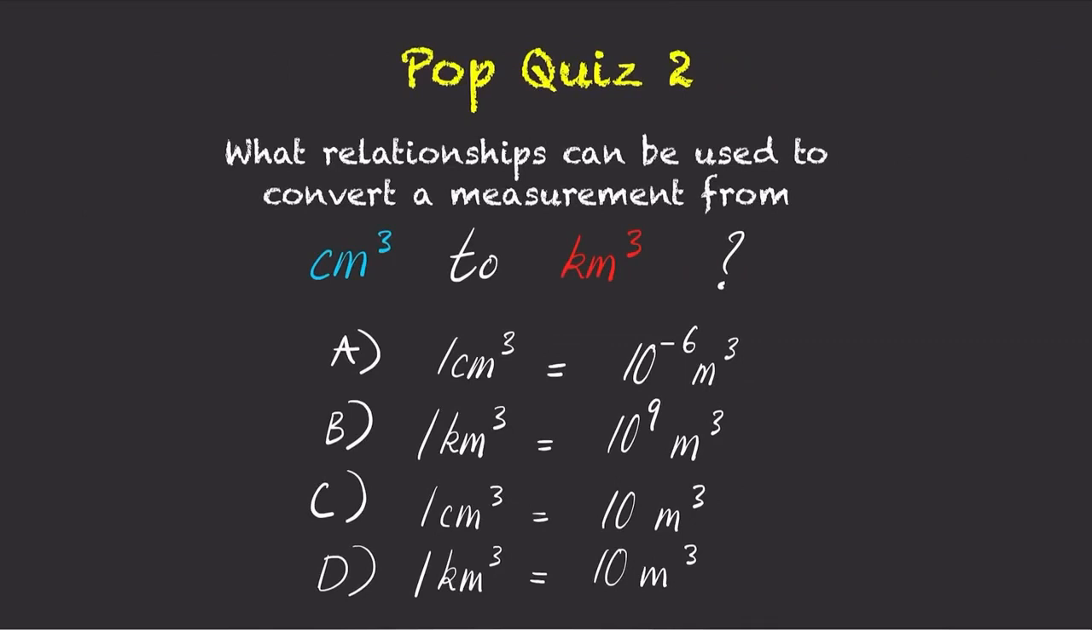Pop quiz. What relationships can be used to convert a measurement from centimeters cubed to kilometers cubed? A. 1 centimeter cubed equals 10 to the negative 6 meters cubed. B. 1 kilometer cubed equals 10 to the 9th meters cubed. C. 1 centimeter cubed equals 10 meters cubed. D. 1 kilometer cubed equals 10 meters cubed.